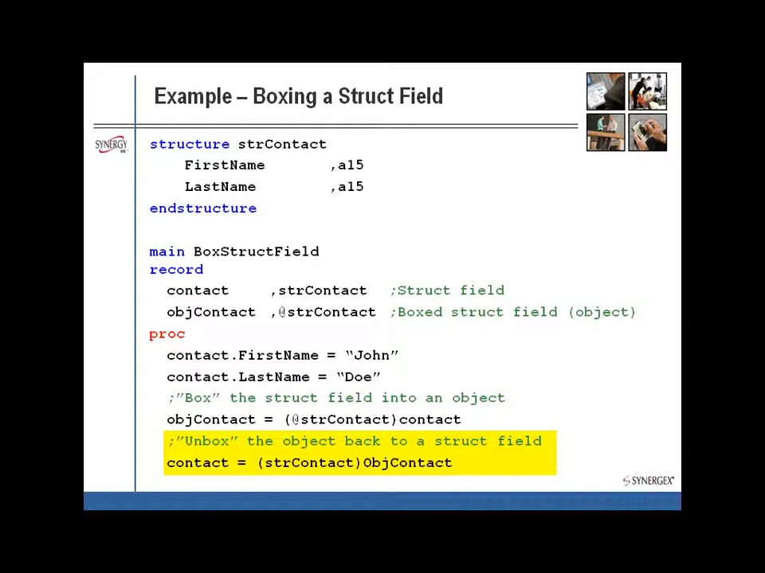As you can see, boxing is achieved by casting a value type to an object type. That's what the @strContact does. And unboxing is done by casting a boxed object back to its value type, in this case with the strContact, without the @ sign.